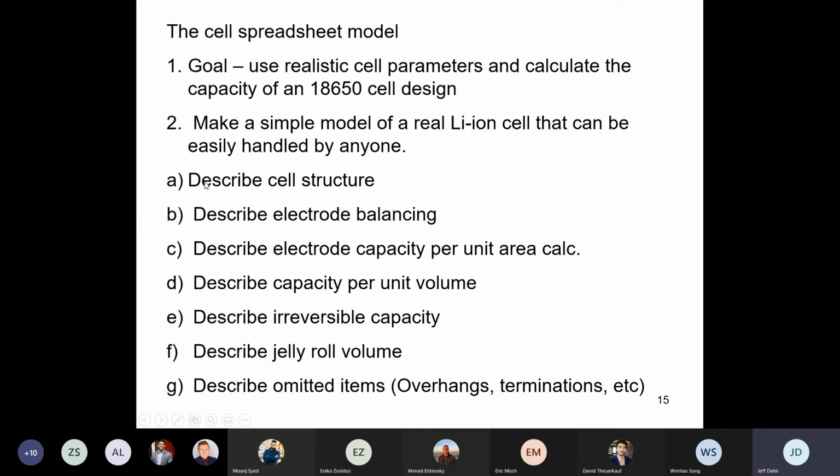So there's 7 topics that we have to talk about, and each of them will come up on the slides coming along, okay? So we'll describe the cell structure, we'll talk about electrode balancing, we'll talk about the electrode capacity per unit area, we'll talk about the capacity per unit volume of the cell, we'll talk about irreversible capacity, we'll talk about jelly roll volume, and then we'll talk about omitted items.